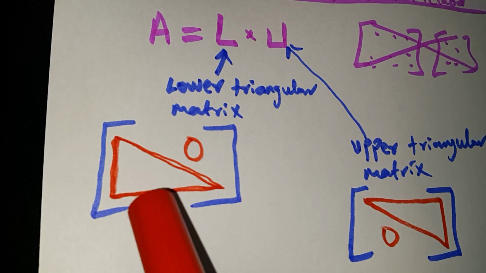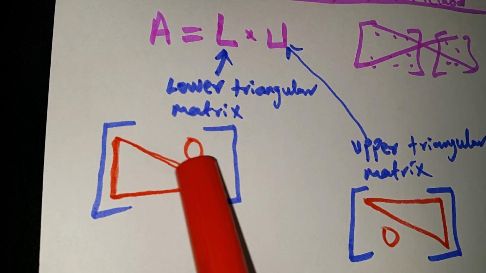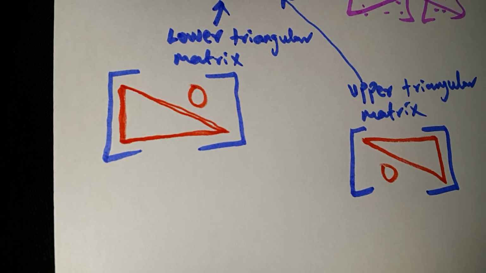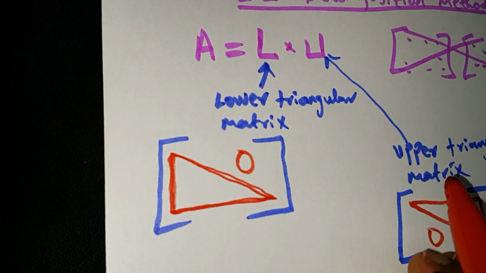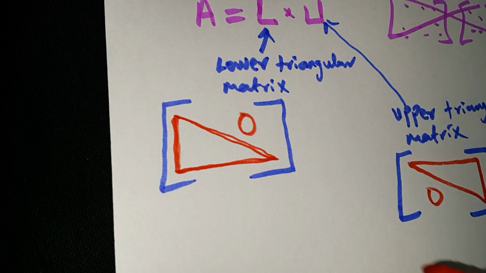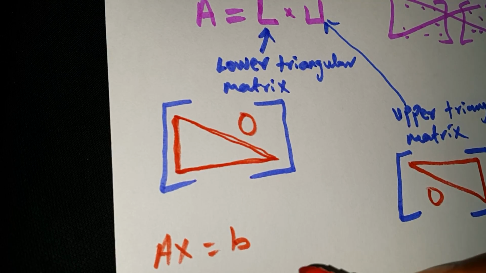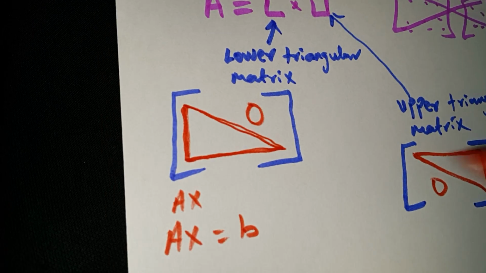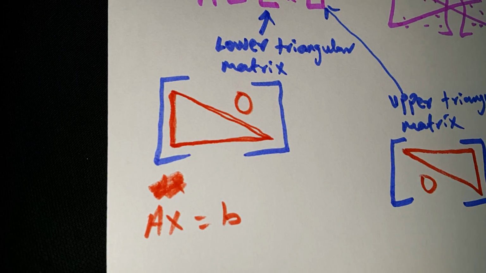So when you're given a matrix A, try to make the values in the upper part 0, and try to make the values in the lower part 0. Okay, so this is just the introduction. In a normal function, we know that Ax is equal to B.